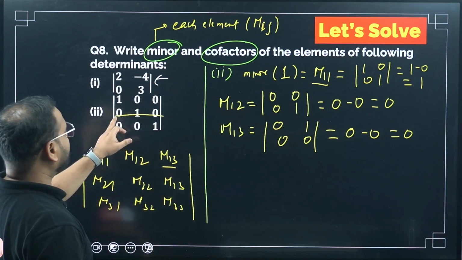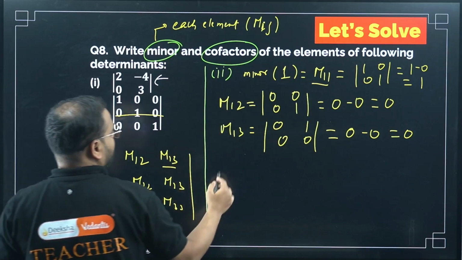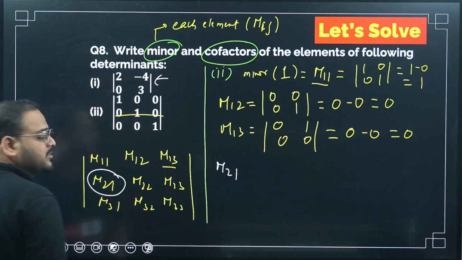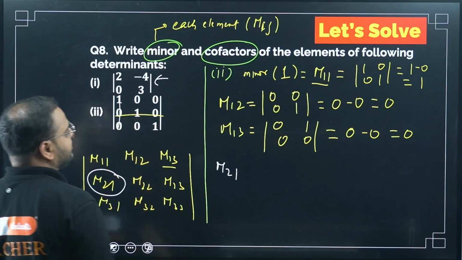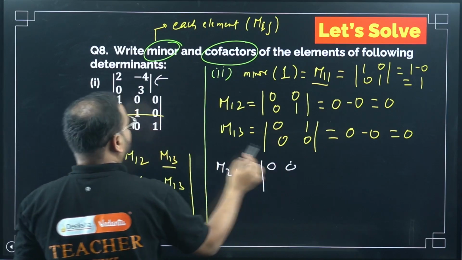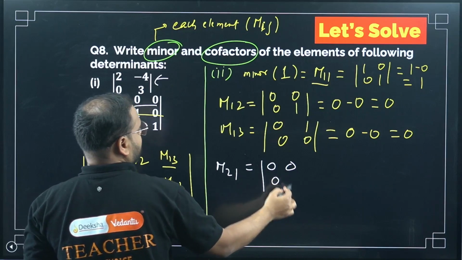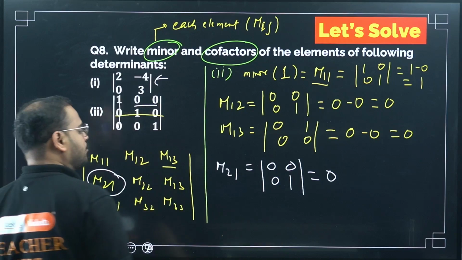So for the second row, what am I going to do? Please tell me. M21 now. Please check here, M21. How much is that? Cancel this row and this column. What is the matrix left now? 0, 0, 0, 1. Please check here: 0, 0 and 0, 1. So how much is that? Simply 0 again. 0 into 1 is 0, minus 0 is also 0.